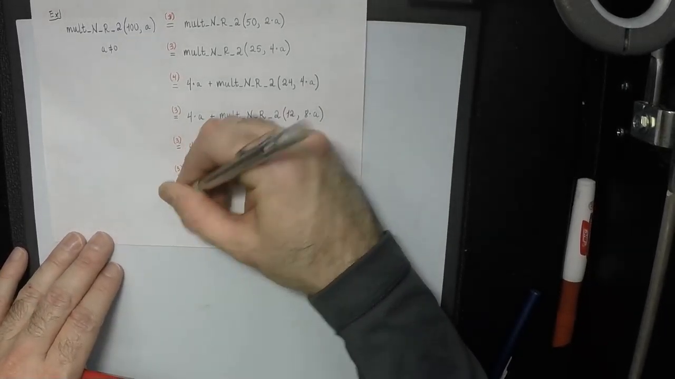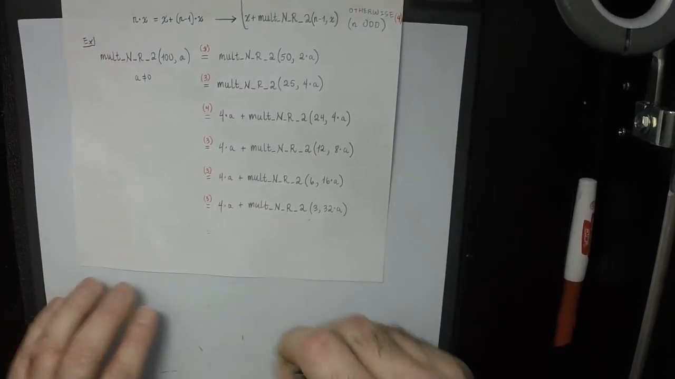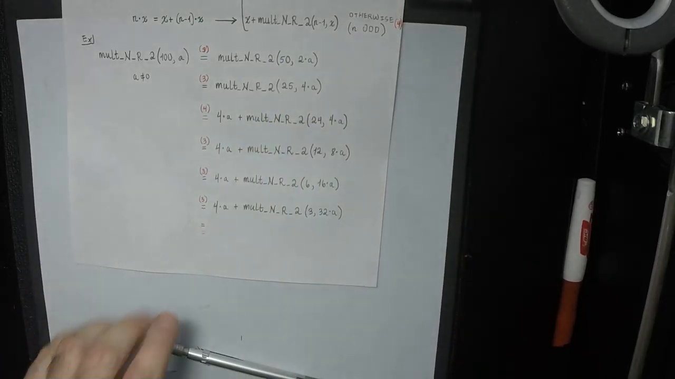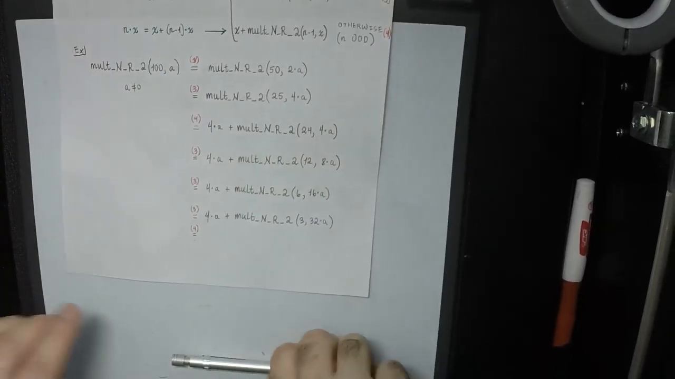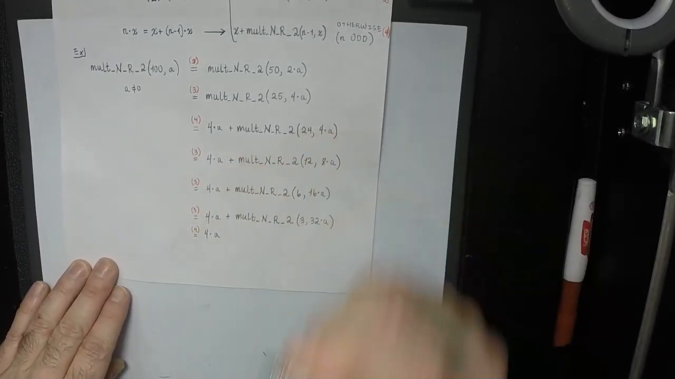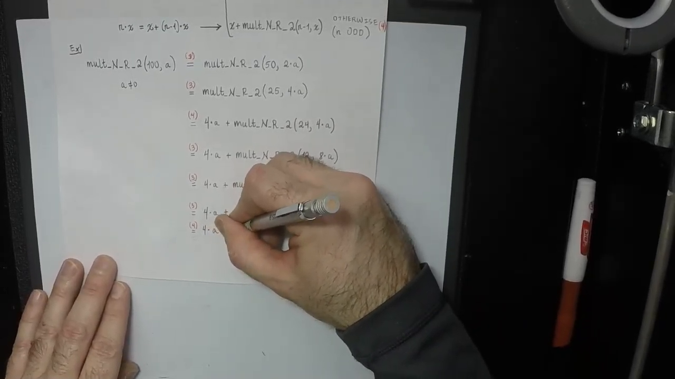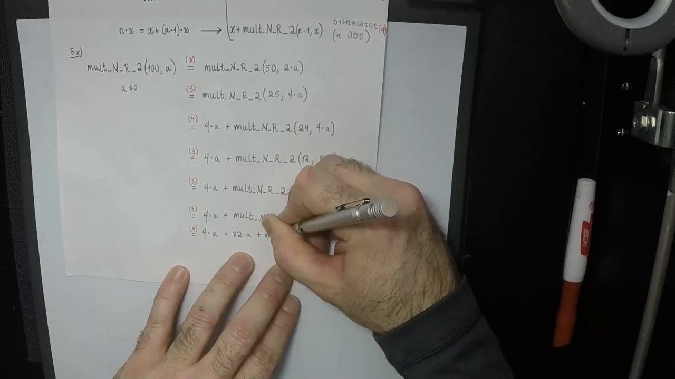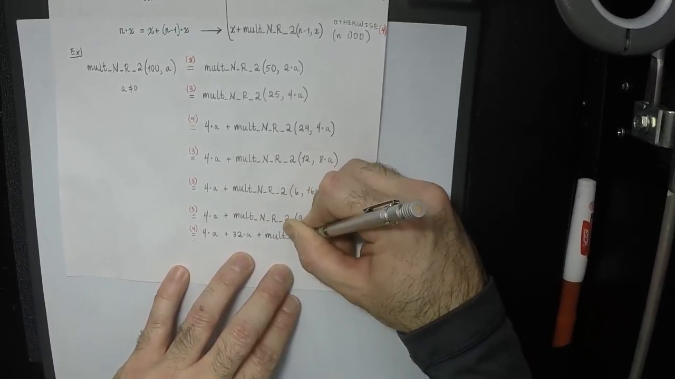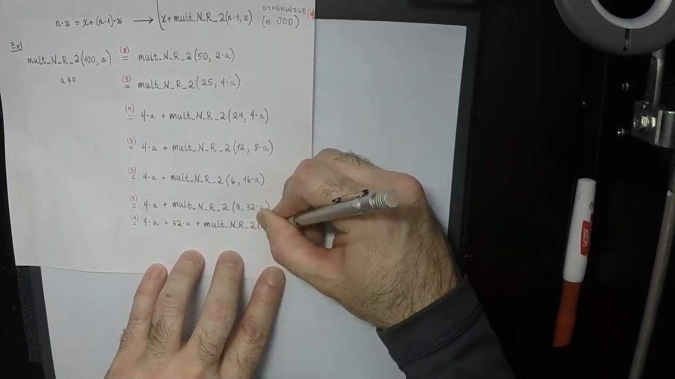Now what? Clause 4. I'm going to start writing these a little closer together. I really don't like it, but I've worked to make them more or less the same spacing, and now I'm running out of space, so I'm going to do something that disturbs me and write them closer together in the hopes of fitting them all on the same page. So we're going to do clause 4 here. Four times a, and because we're doing clause 4, that's the one where some new pluses appear. So 4a plus 32a, then plus mult_n_r_2. And what are the new arguments? 2 and 32a.